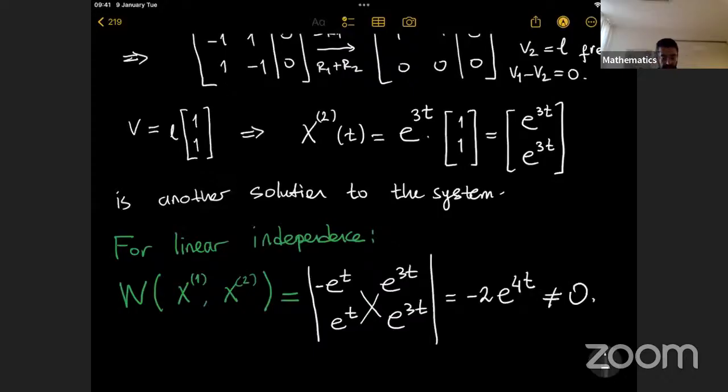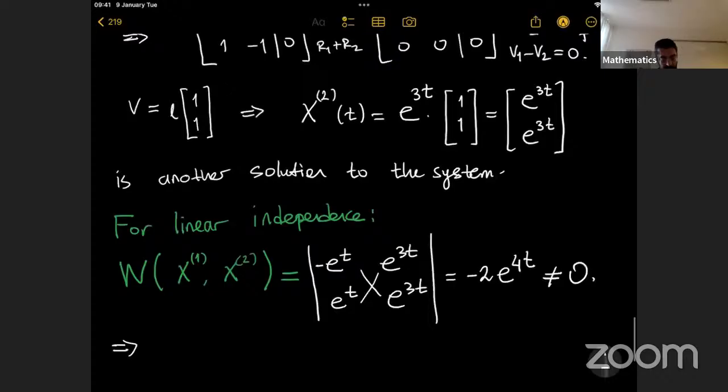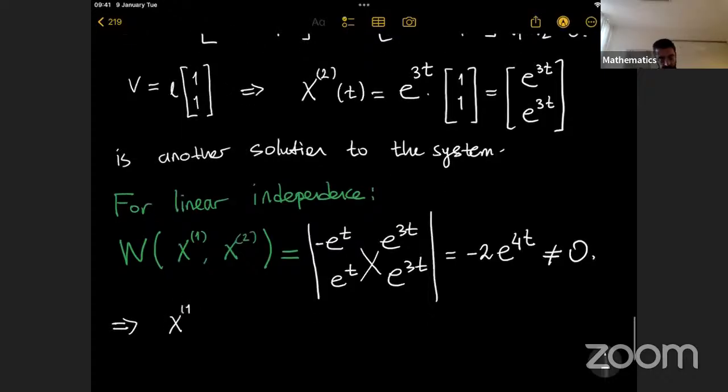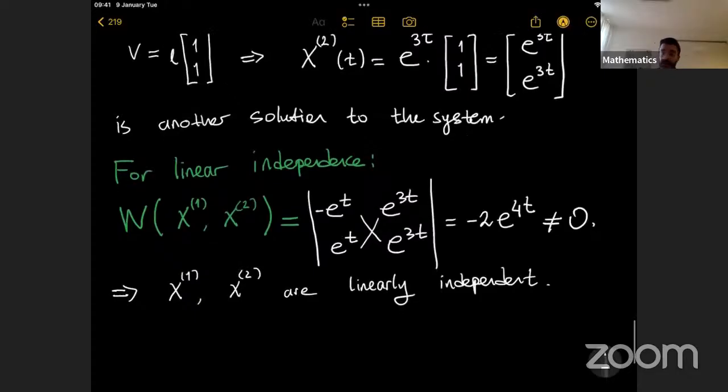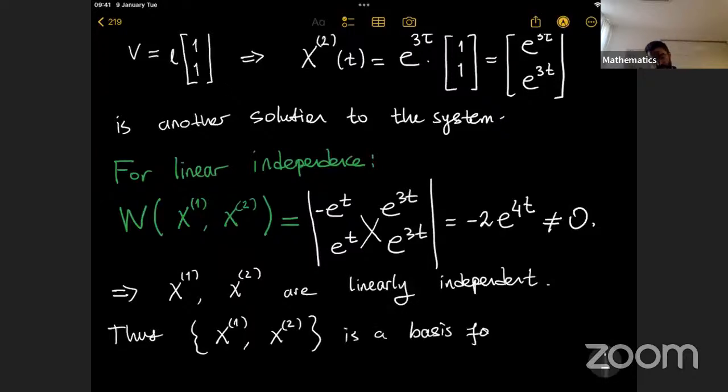That means x1, x2 are linearly independent. Thus, it's a basis. Thus, this is a basis for the solution, okay?